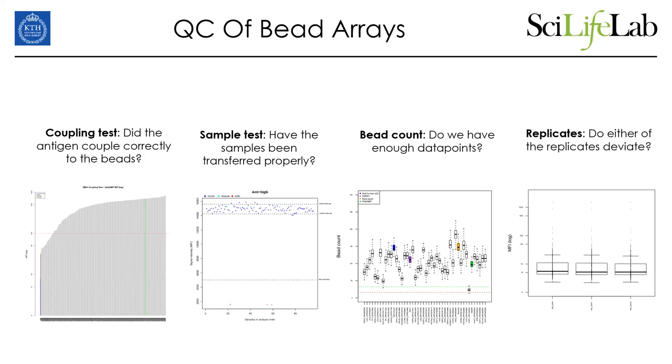We also do a test for human IgG in the sample. If IgG is what we're looking for, we do a test for human IgG. So we have an anti-IgG coupled to bead, and we'll make sure that there's actually IgG in the correct amount in the sample, so that no sample has been lost during transfer or so on. We do a bead count to make sure that we have enough data points for each bead in each sample. And we look at the replicates, the internal controls that we have, to make sure that they don't deviate from each other.